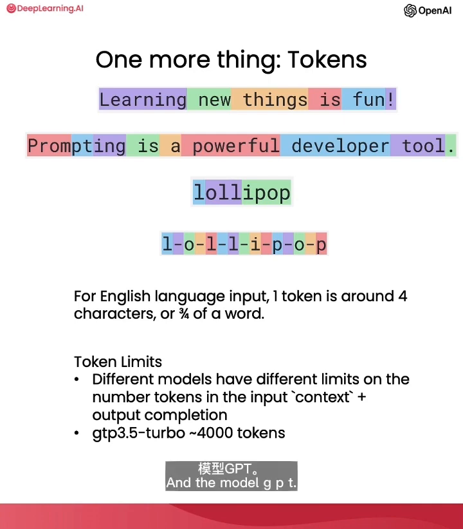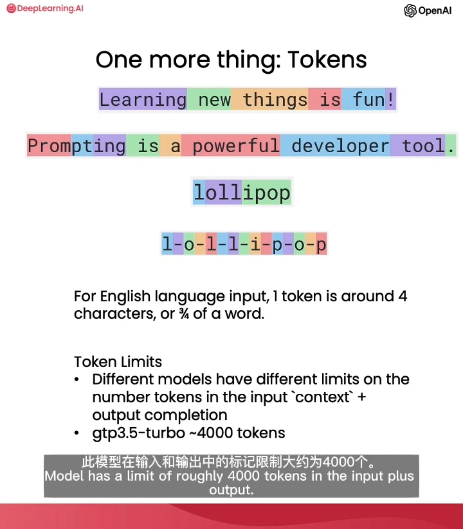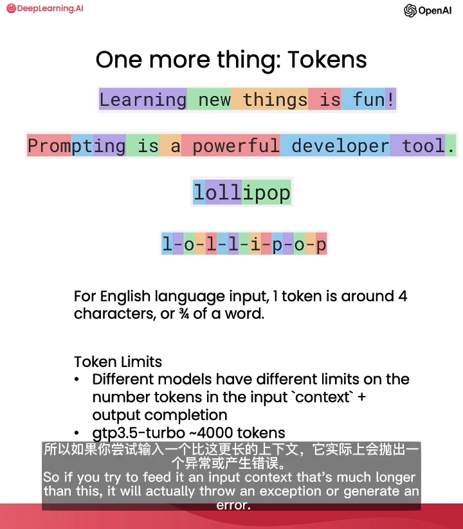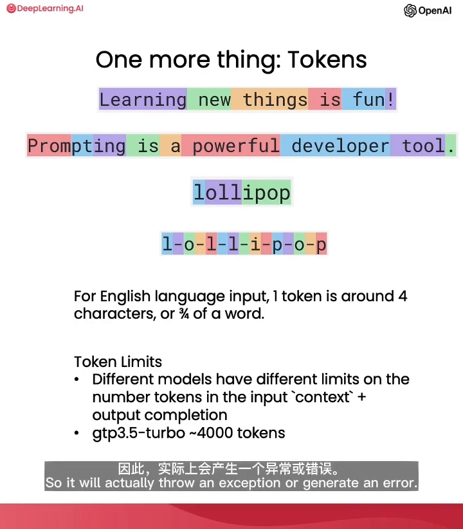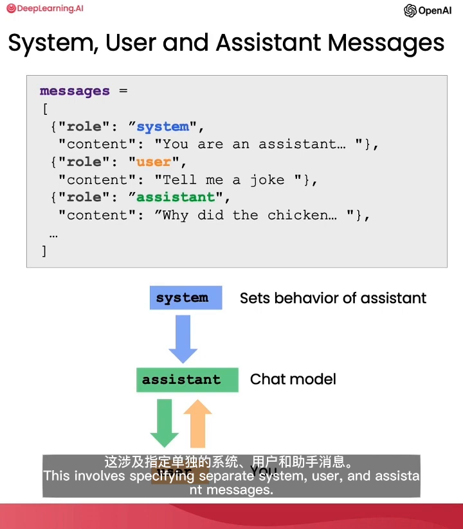And the model, GPT 3.5 Turbo, for example, the most commonly used ChatGPT model, has a limit of roughly 4,000 tokens in the input plus output. So if you try to feed in an input context that's much longer than this, it'll actually throw an exception or generate an error.